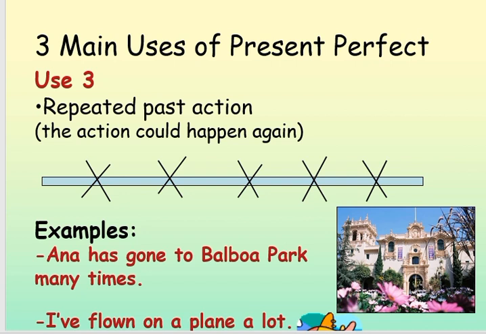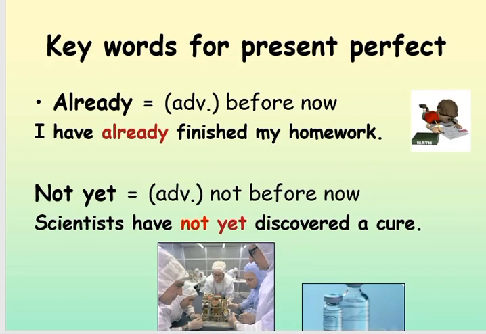It is another example. We have some keywords for the present perfect. The first one is already. Already is an adverb. Already means before now. I have already finished my homework. It means right now my homework is done.